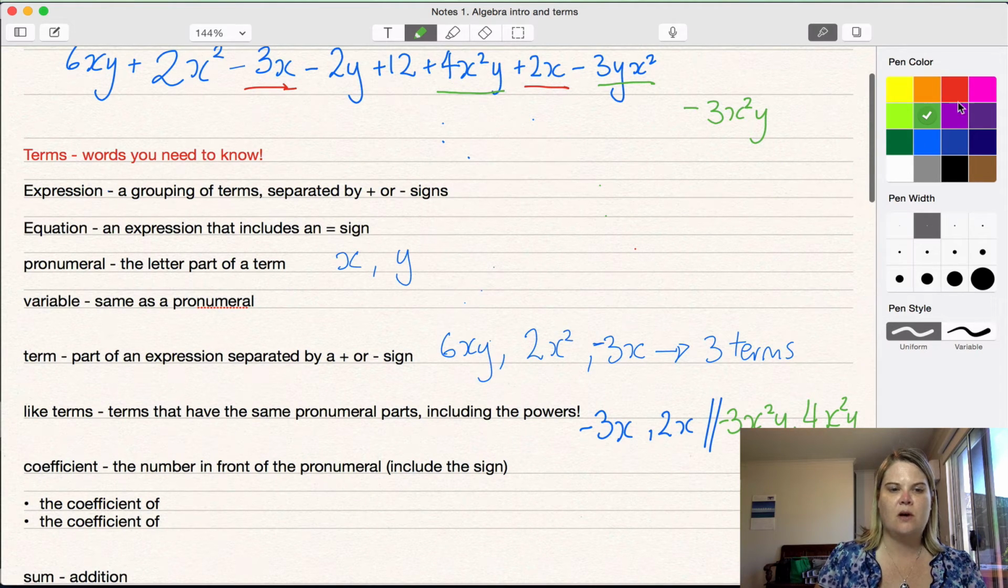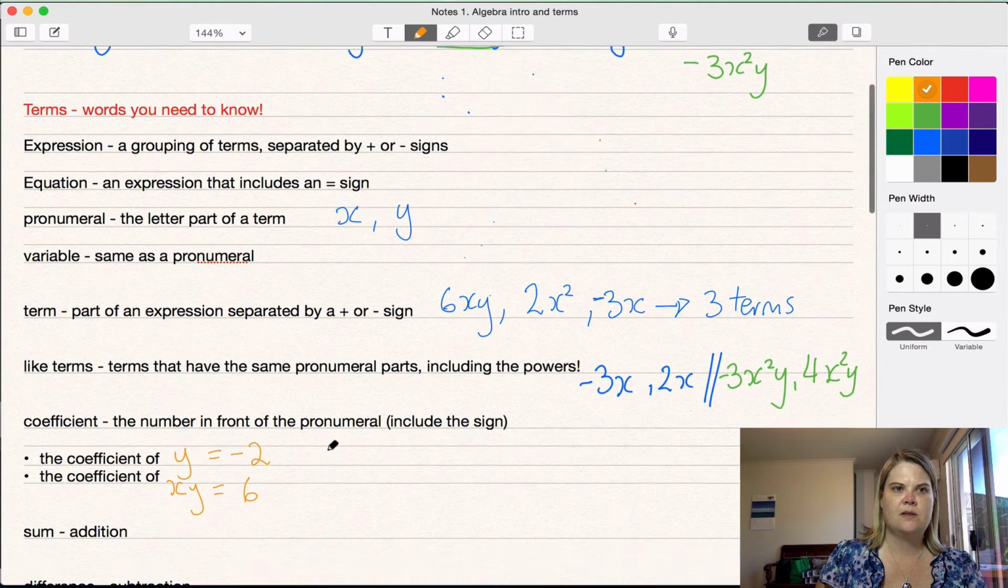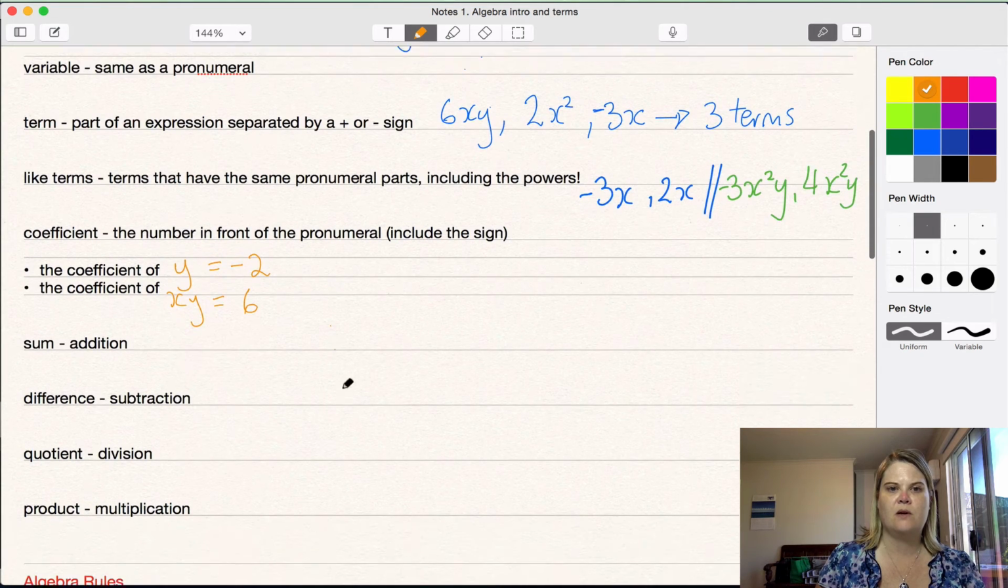The coefficient of y, what colour will I do this in? Orange. The coefficient of the y term in this expression is -2. The coefficient of the xy term is 6. It's the number in front of the pronumeral.